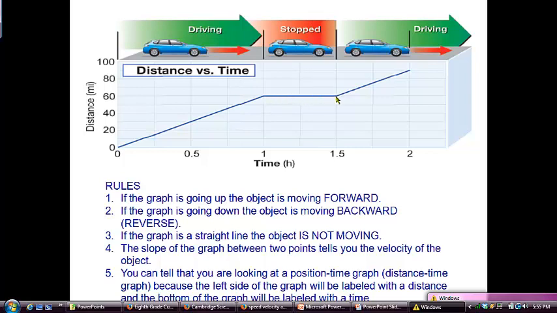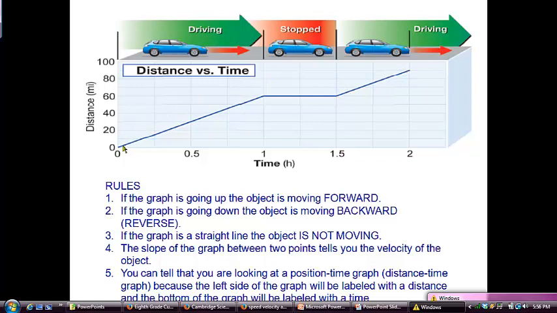And then between 1.5 hours and 2 hours, it goes from 60 up to 80 miles, sorry. So that means 80 minus 60 is 20 miles. It went 20 miles, and it did that in a half an hour. So that means from here to here, it was going 40 miles per hour.